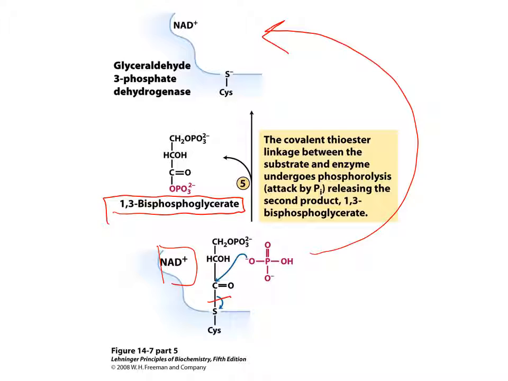Now, again, we take in 2 phosphates, 2 NAD pluses to generate 2 NADHs. Why? Well, okay, here is a good question. How do we take up 2 inorganic phosphates, 2 NAD pluses, and how do we generate 2 NADHs?